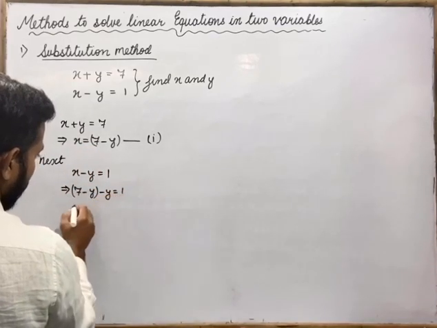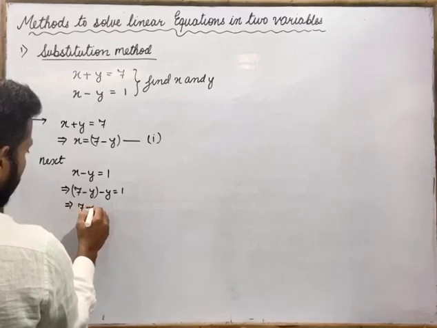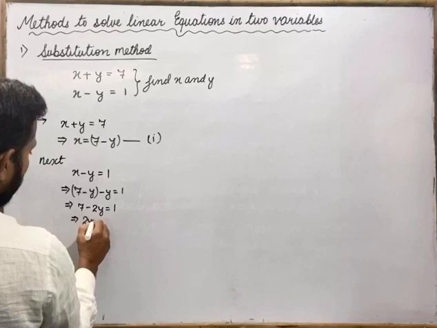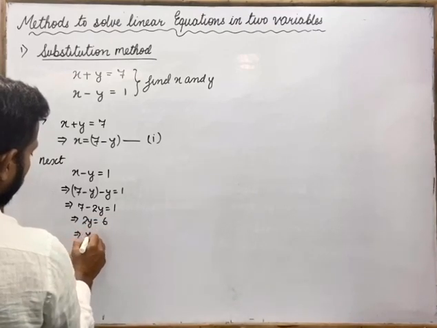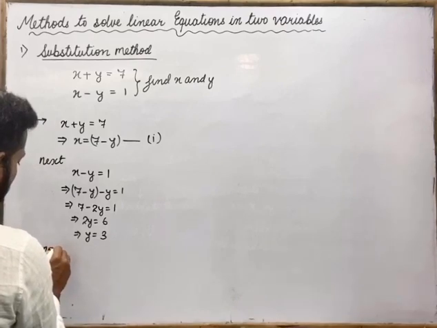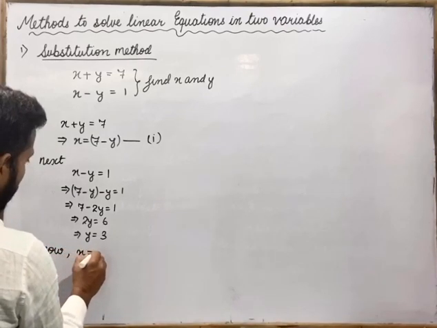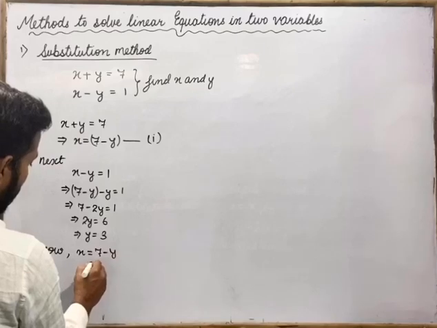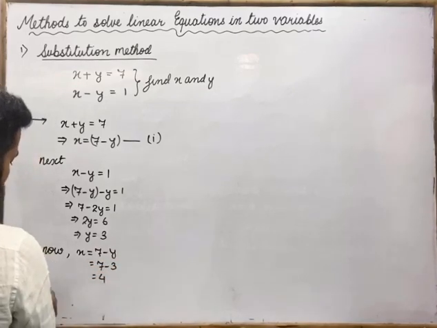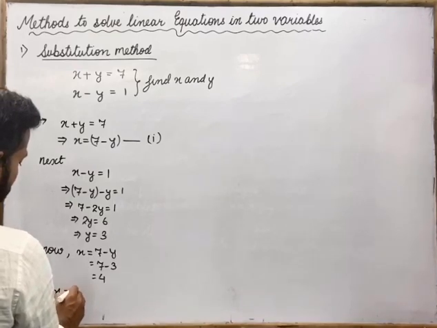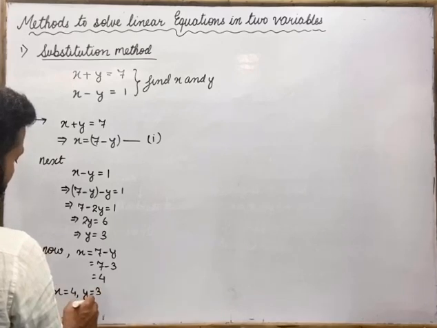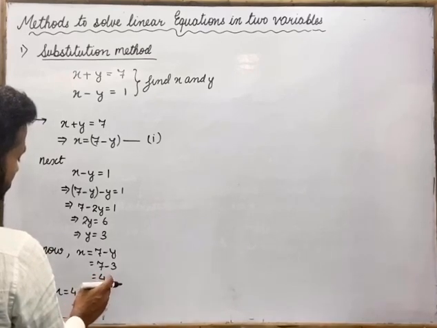So 7 minus 2y equals 1. 2y equals 6. y equals 3. Now x equals 7 minus y. 7 minus 3 equals 4. Therefore x equals 4 and y equals 3. It can also be written as (4, 3).